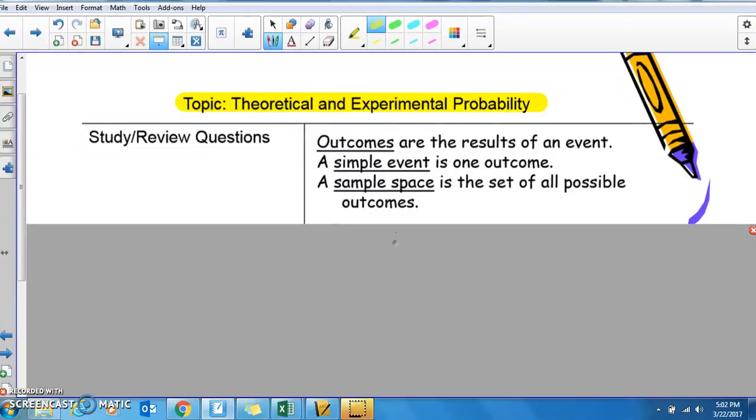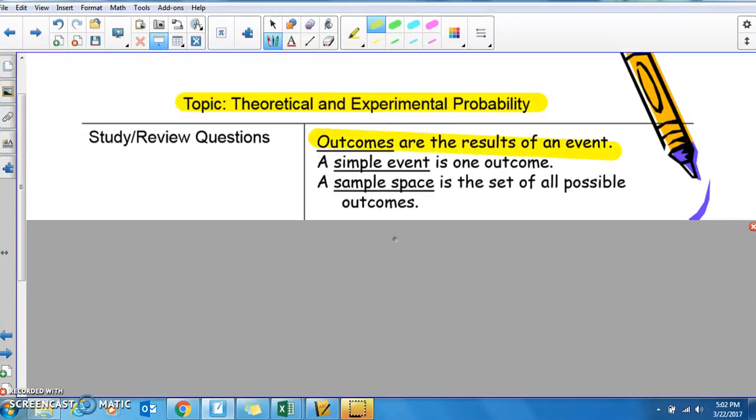All right. We've talked about outcomes. Outcomes are the results of an event. That event could be flipping a coin. It could be selecting a card out of a deck of cards. It could be rolling a die. A simple event, as we talked about, is where you have one outcome. Then this new word is called a sample space. A sample space is a set of all possible outcomes.